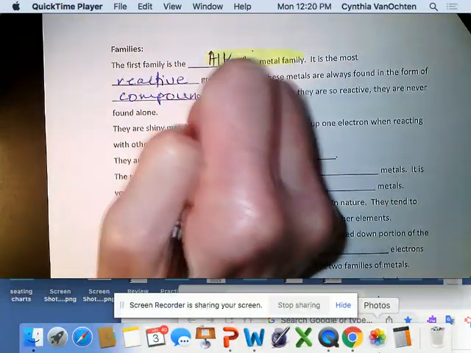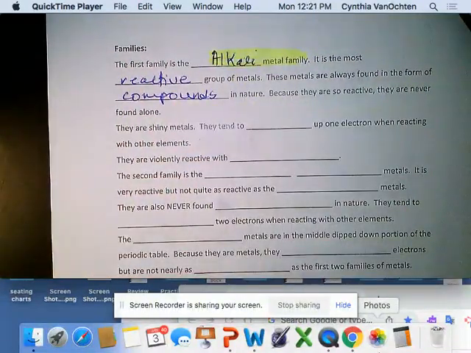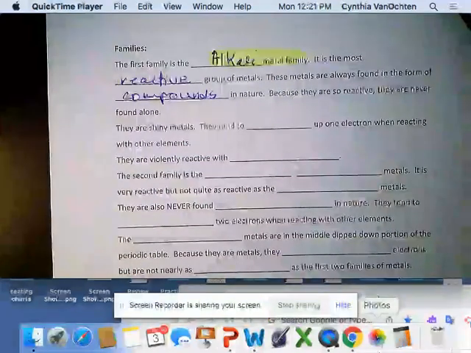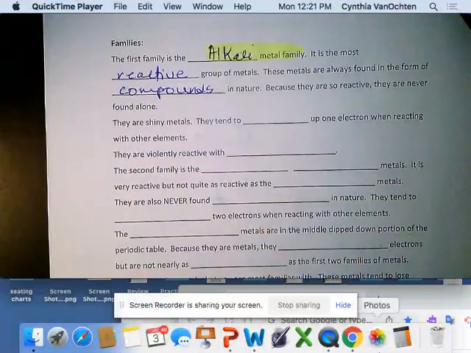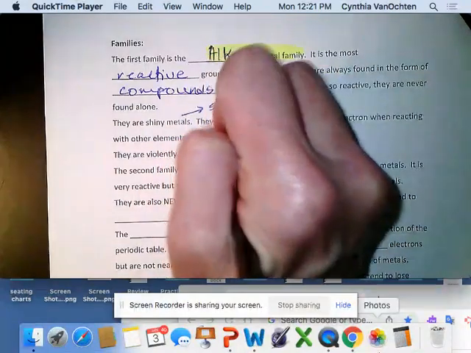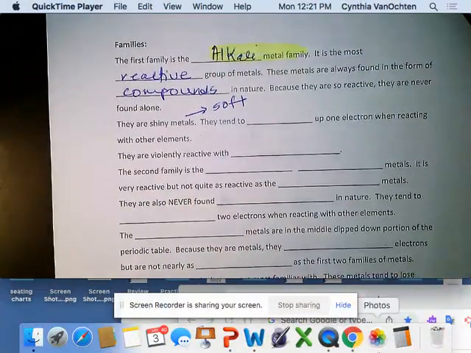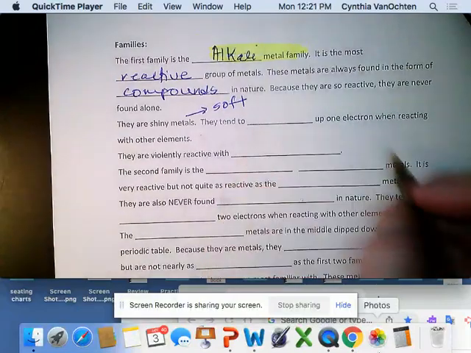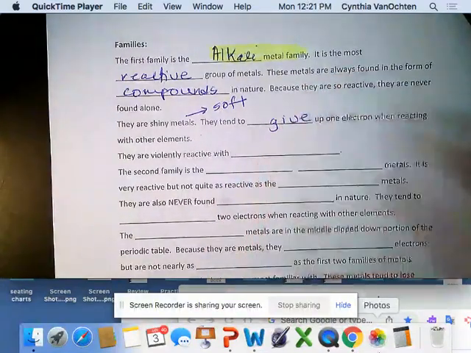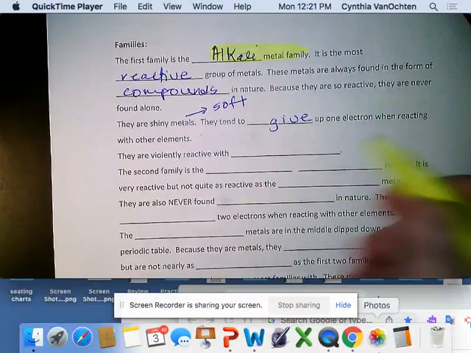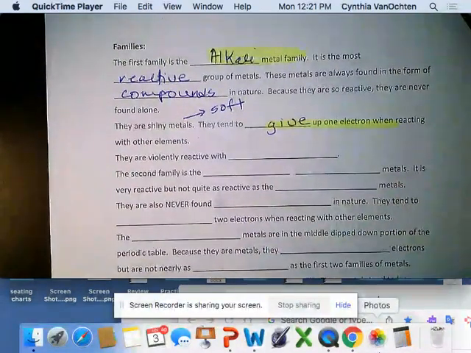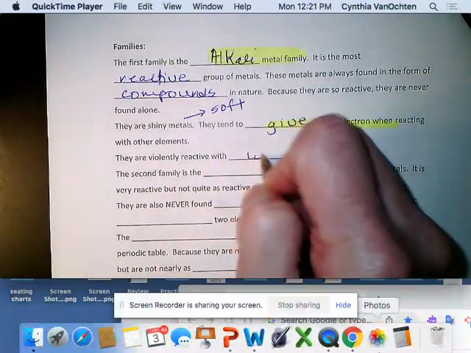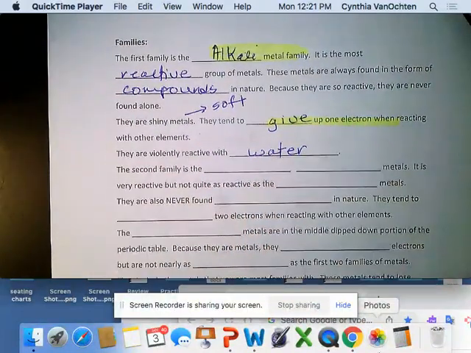Why? Because they're so reactive, they're never going to be found alone. They're always going to react with another element to make a compound. You're never going to find them by themselves. Okay? They tend to be shiny metals. They're also soft. These are some of their physical properties. A chemical property is that they tend to give up 1 electron when reacting with other elements. And we just talked about why. Okay? They are violently reactive with water.